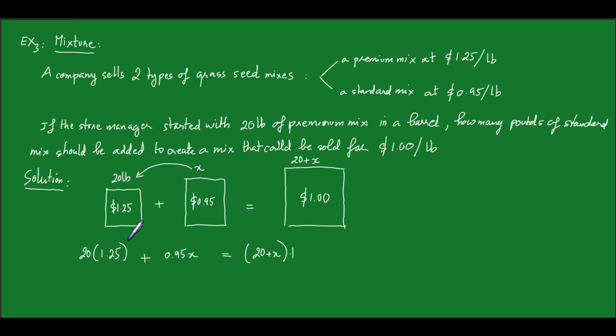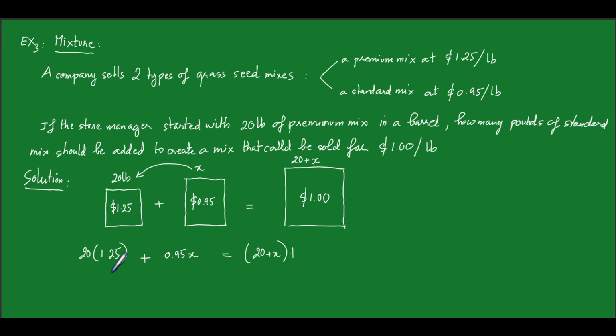So this is the amount of money spent on premium mix. This is the amount of money spent on standard mix. You add them, it gives you the amount of money spent on this mixture, right? The final mixture. Alright, so this is the equation already, so we can solve it.